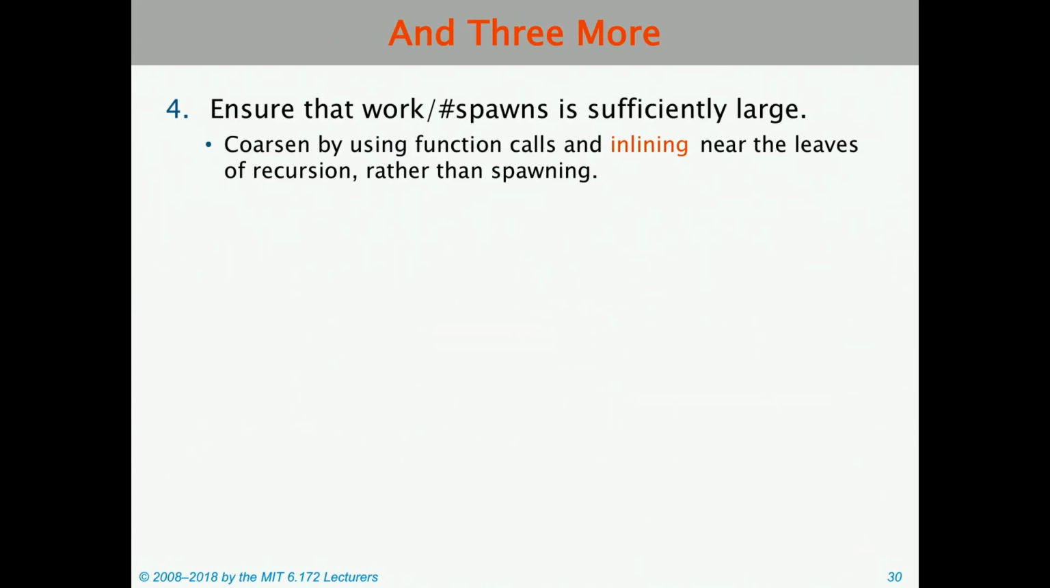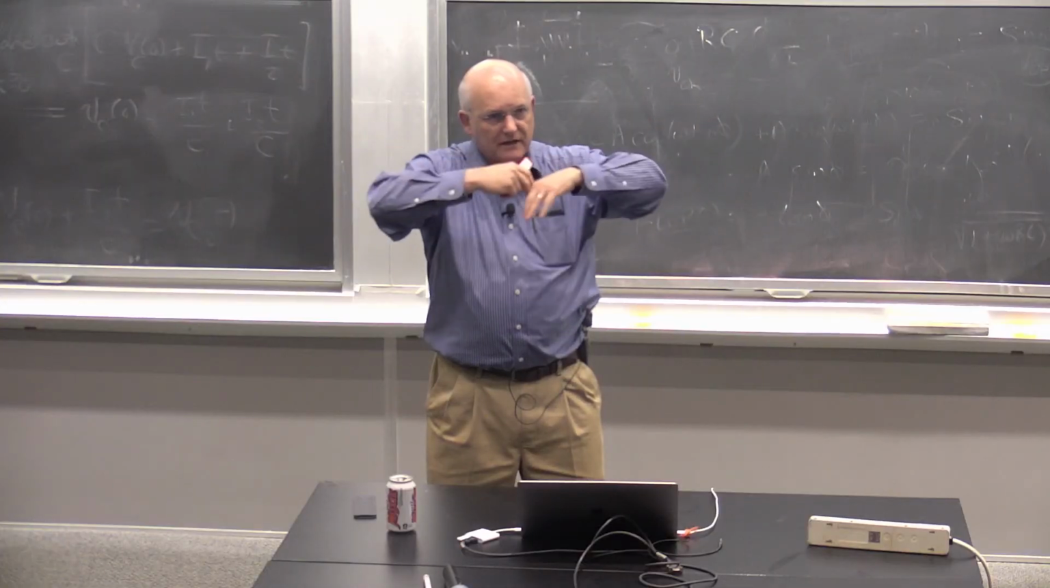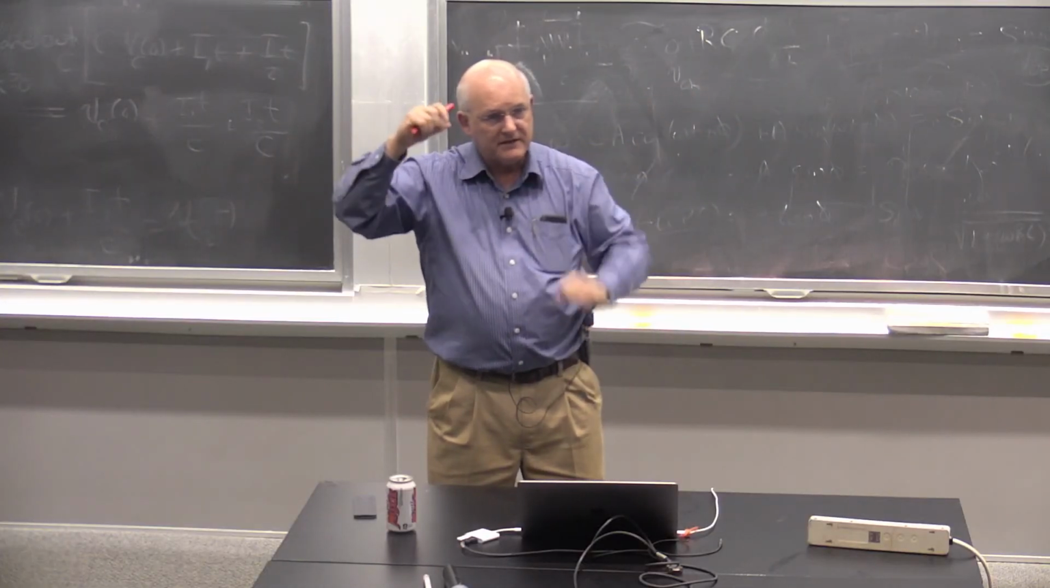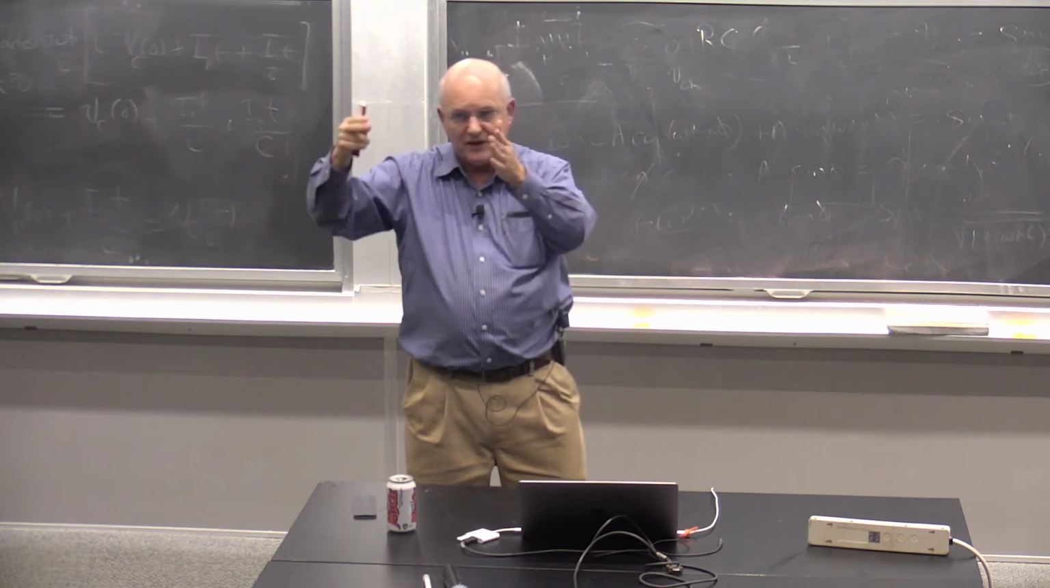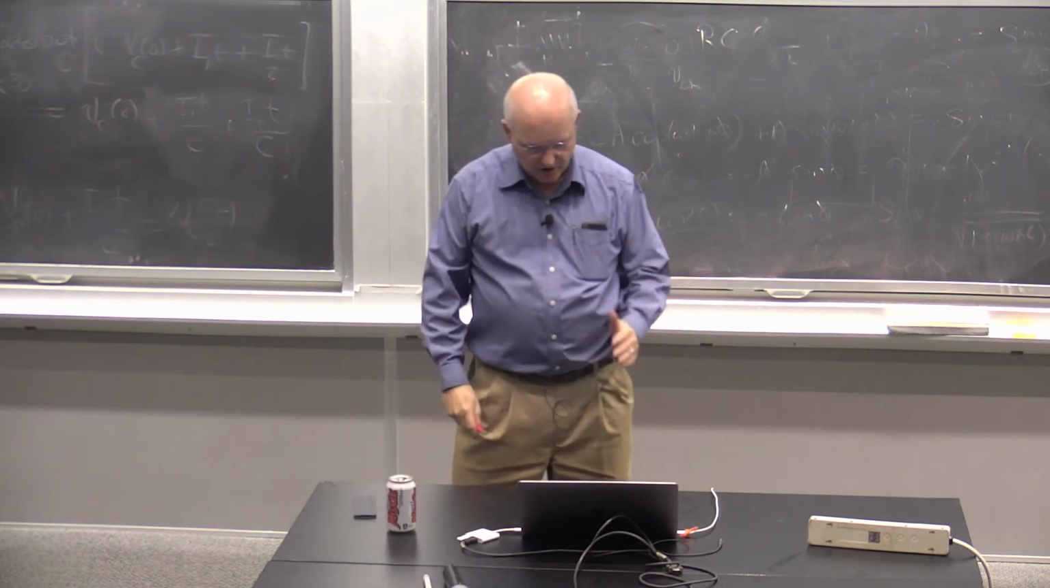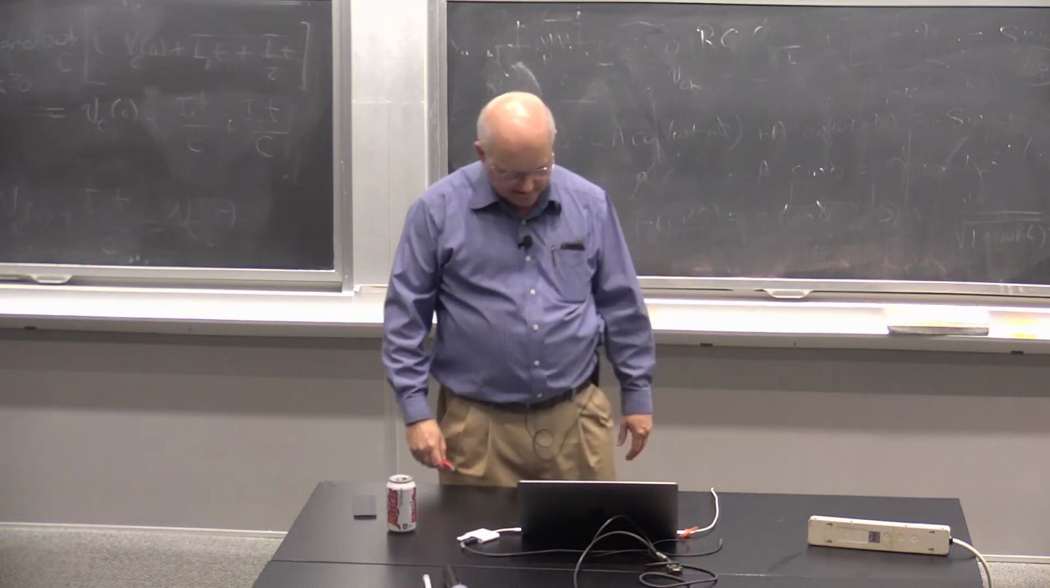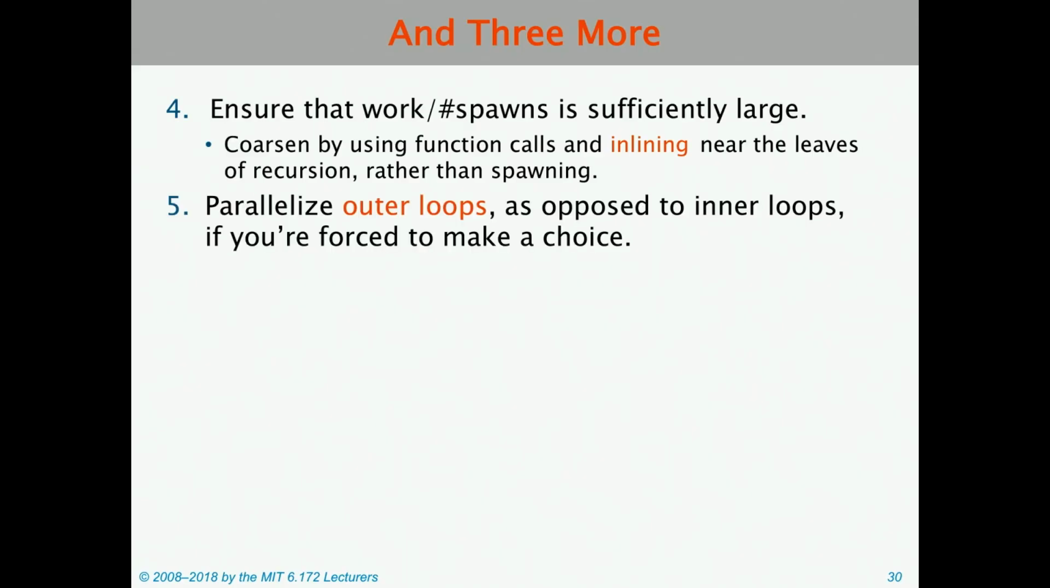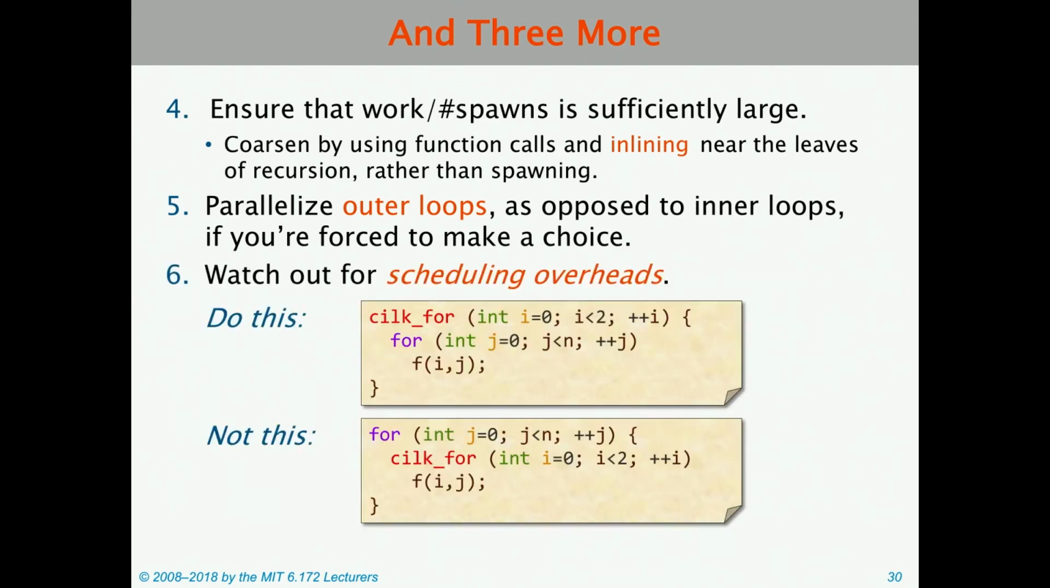Generally, you should make sure that the amount of work you're doing per spawn is sufficiently large. The spawn has an overhead, so the question is how big that is. You can coarsen by using function calls and inlining near the leaves. It's generally better to parallelize outer loops as opposed to inner loops if you're forced to make a choice, because with inner loops you incur the overhead every single time. With the outer loops, you can amortize it against the work going on inside. And watch out for scheduling overheads.